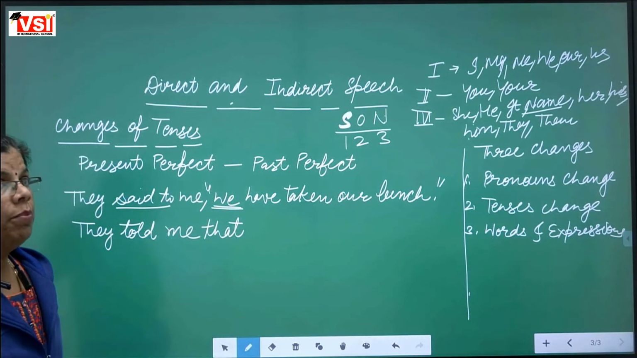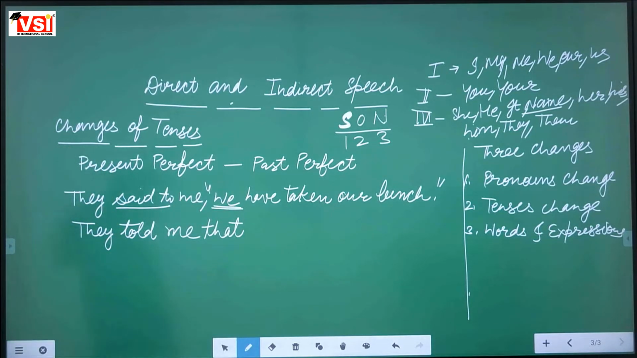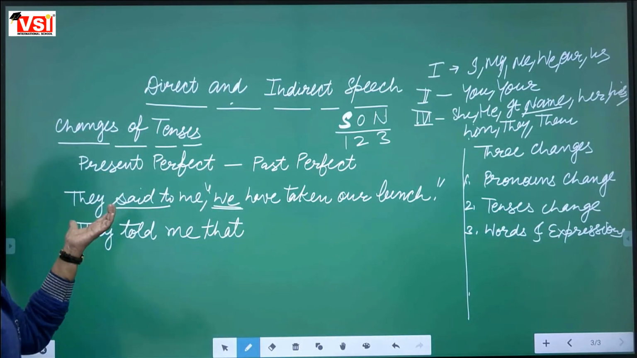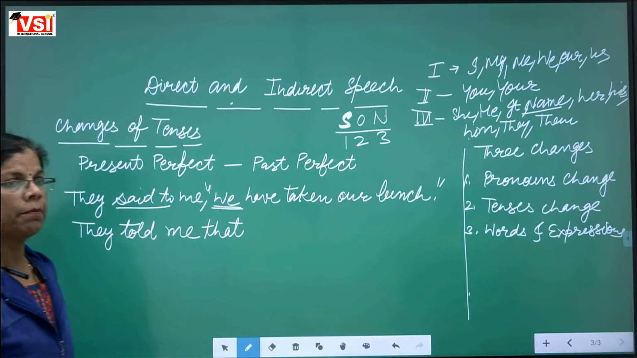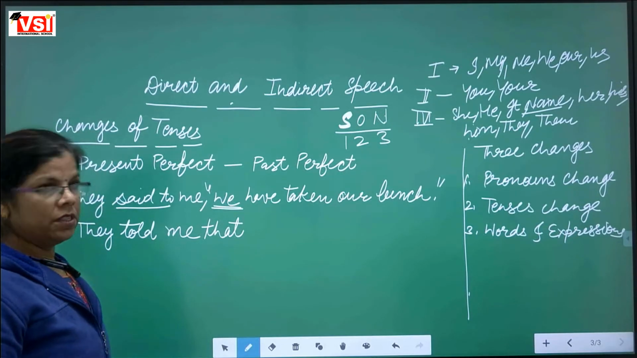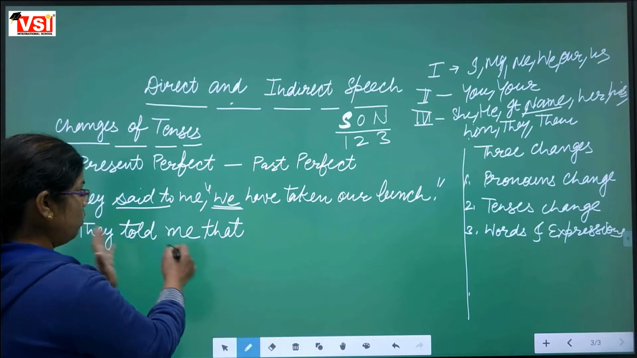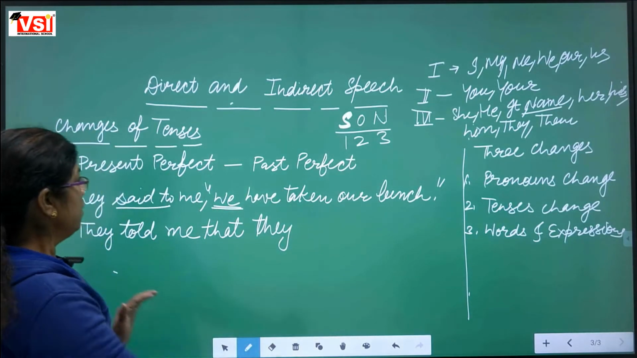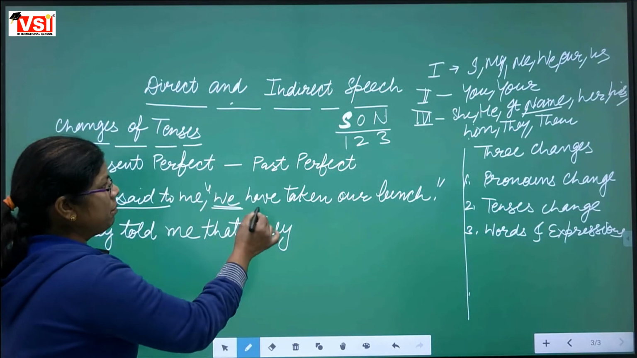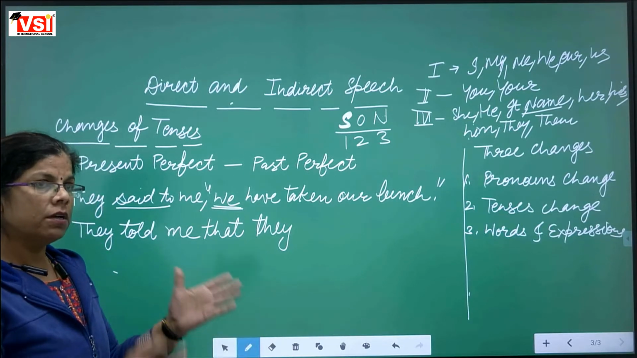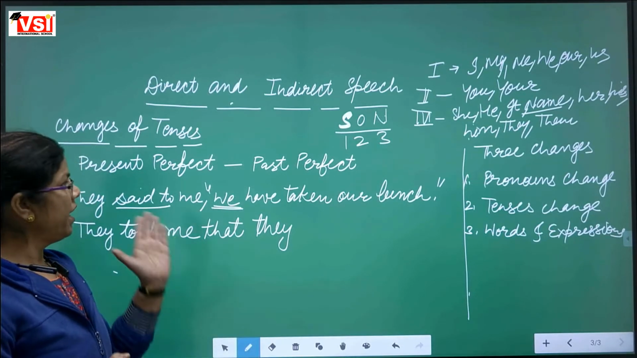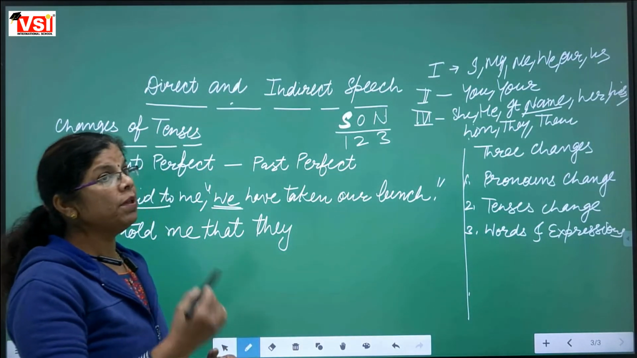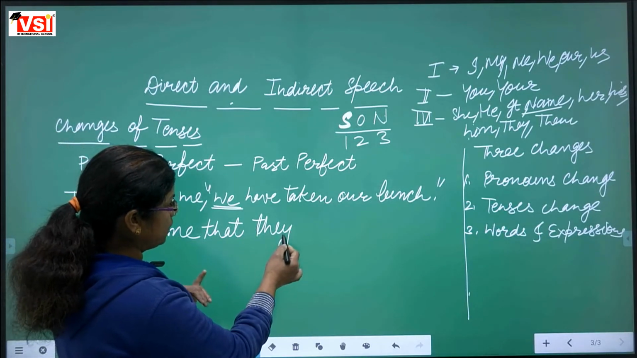Which person pronoun it is? First person. First person pronoun. We will be changed into subject, and who is the subject here? They. They is the subject. So they told me that they. Fine. Now present perfect. What is the identification of present perfect? Has, have plus third form. And what is the identification of past perfect? Had plus third form. So we have done this.